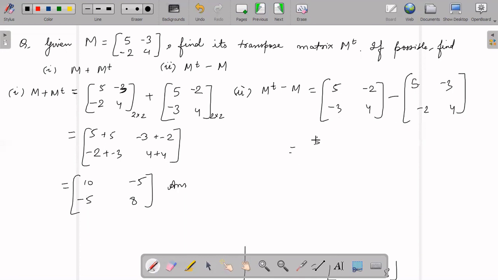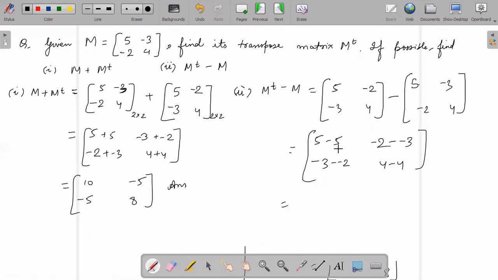5 minus 5, minus 2 minus minus 3. See, minus 2 minus minus 3. Be very careful with the signs. So minus 2 minus of minus 3, minus 3 minus minus 2. This minus 3 minus minus 2. I hope you are getting it and not making any errors. 4 minus 4.